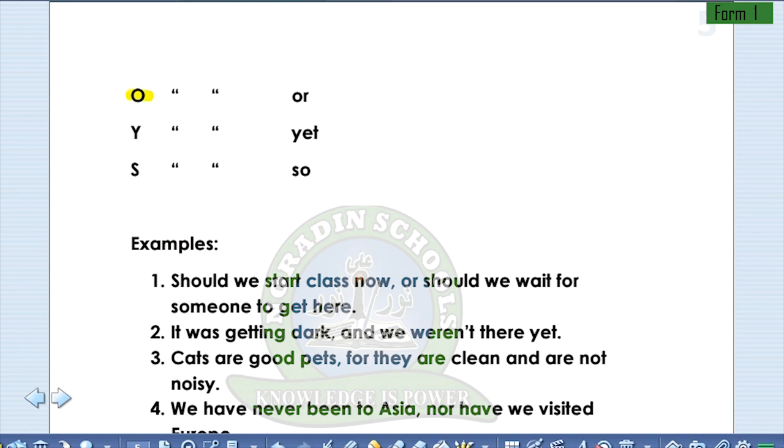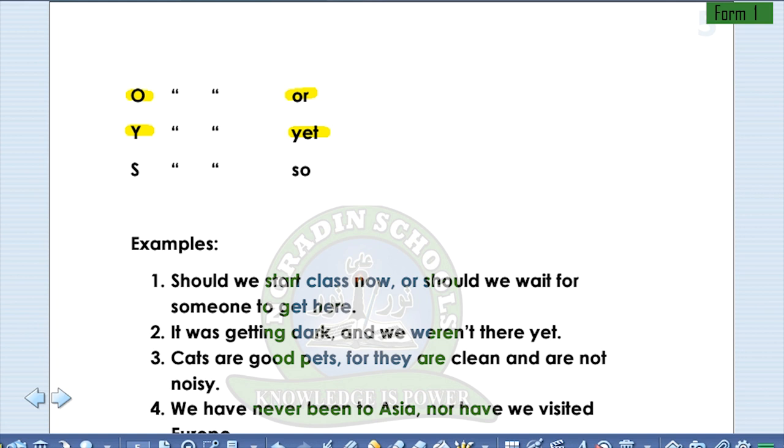O stands for or. Or is a coordinating conjunction used for choice. When you are asking someone either to do this or to do this, it's called the choice conjunction. Y stands for yet. Yet is another way of saying but. But usually, when you are going to say something with surprise, you use yet instead of but. Yet and but have the same meaning. They both are used for except for.